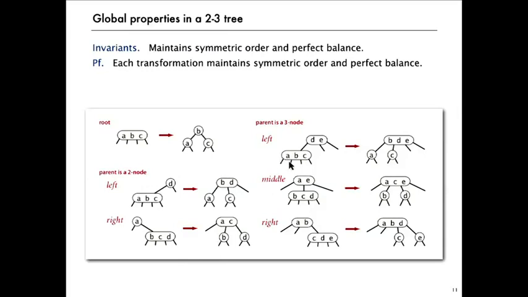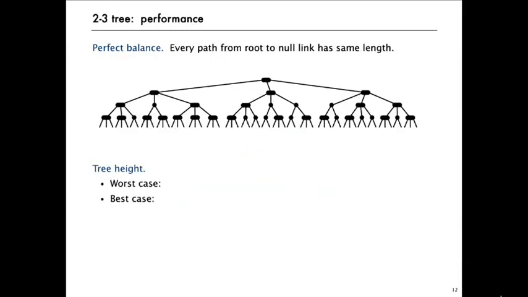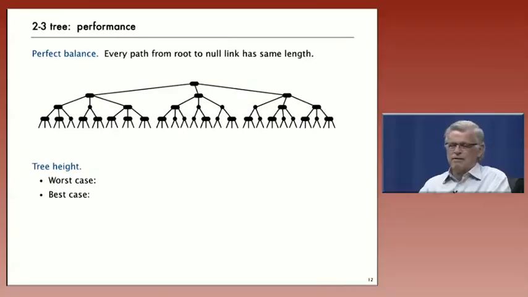And when the parent is a 3-node, then there are 3 cases: if we split at the left, split at the middle, and split at the right. And again, changing the 4-node to 2-nodes and adding links. If there was perfect balance before, there's perfect balance after, because we didn't change the heights of anything else in the tree. So our operations maintain symmetric order and perfect balance in a 2-3 tree. So that's going to give us a very easy way to describe the performance.